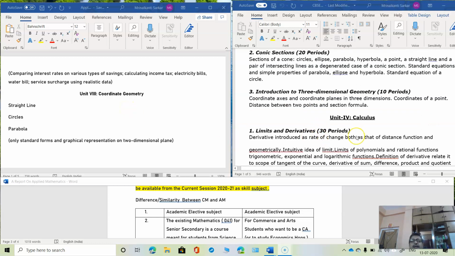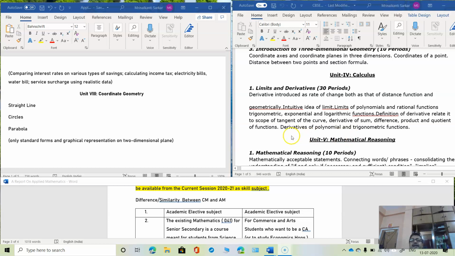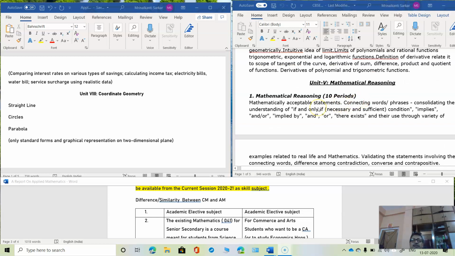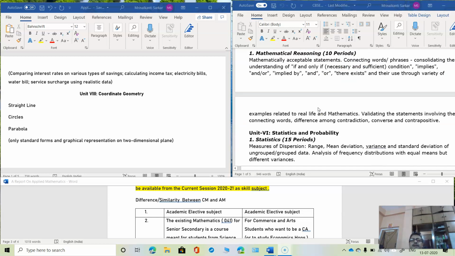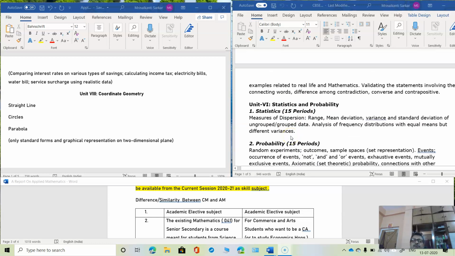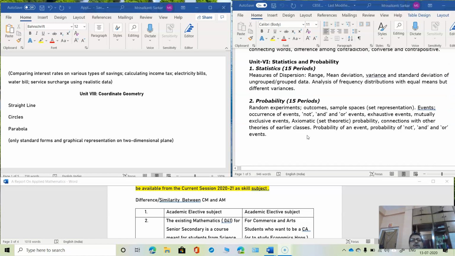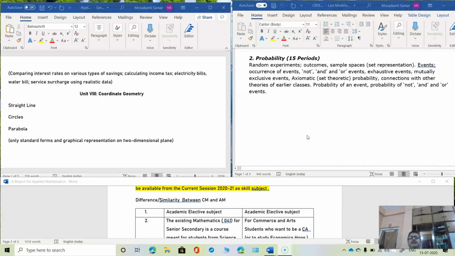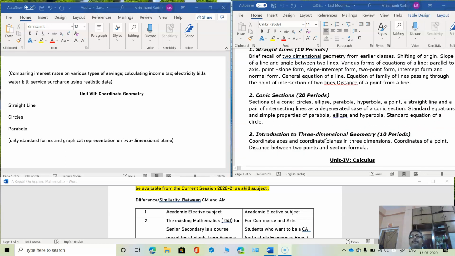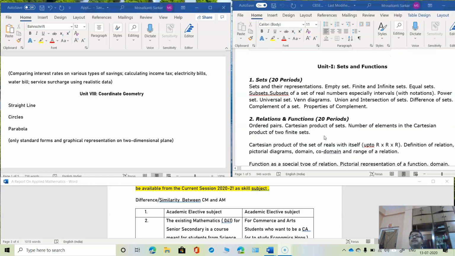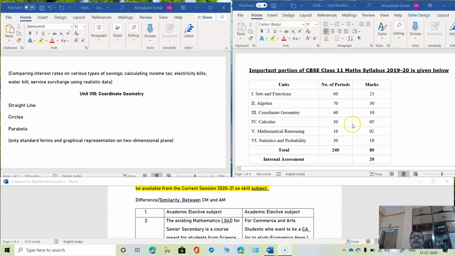See the limits and derivatives part. Commerce students really get scared when they see this part. Huge syllabus. Mathematical reasoning, although it is here, something they have introduced here. Statistics and probability are also there, but a very light syllabus on these two topics. Their coursework is basically made for students who will appear in JEE and similar examinations in future. Okay, let them do these things.